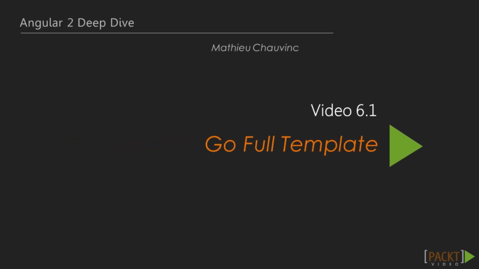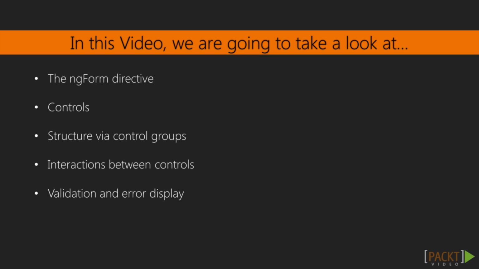In this video, we are going to build a form purely from the template. For this, we'll use the ngForm directive. We'll also bind the various inputs to the value of the form using ngControl, and structure the outcome value using ngControlGroups. We'll show how purely from the template we can enable basic interactions between controls. And finally, we'll use validators, check form validity, and display error messages.